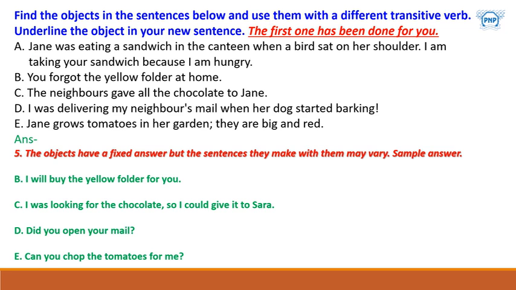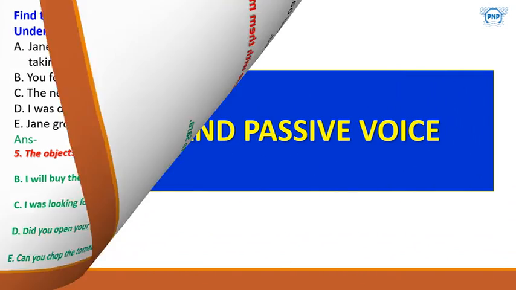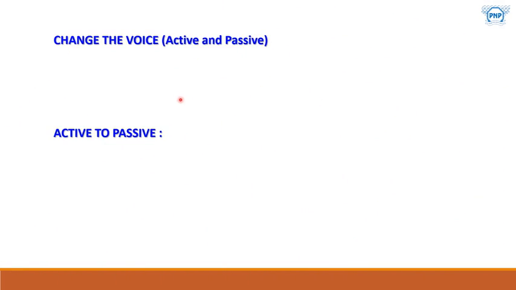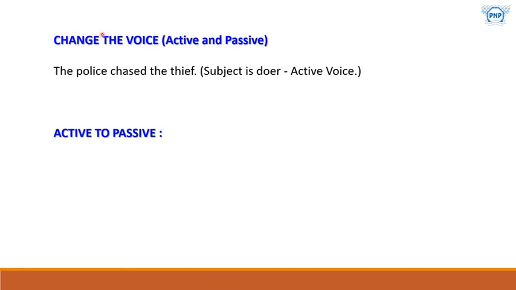Okay. Now let's check something about active and passive voice. What does it mean by active and passive voice? Let's check. You must have heard about change the voice. Okay, here you can see the police chase the thief. Okay, subject is doer, which is active voice.